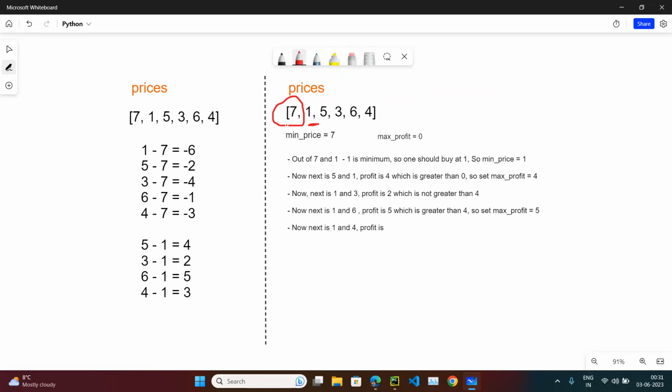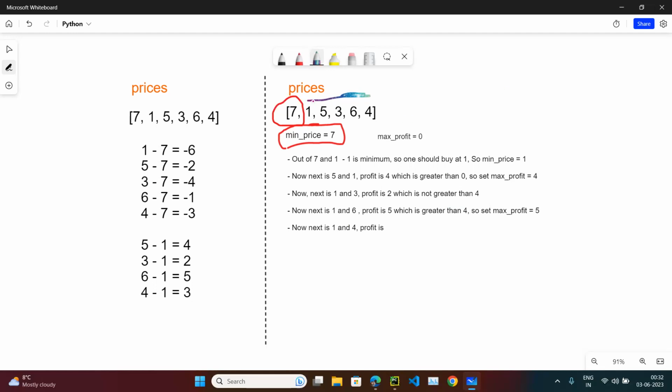So in the initial stage I am going to set the minimum price even without running a loop. The minimum price is 7, which I am assuming. Then I am going to run a loop from 1 to 4. Now I have found the next element is 1. So I will check if 1 is less than 7. If 1 is less than 7, then I should not calculate the profit, because this is the smaller element, doesn't matter how much.